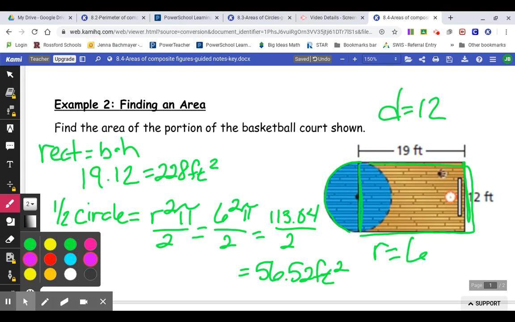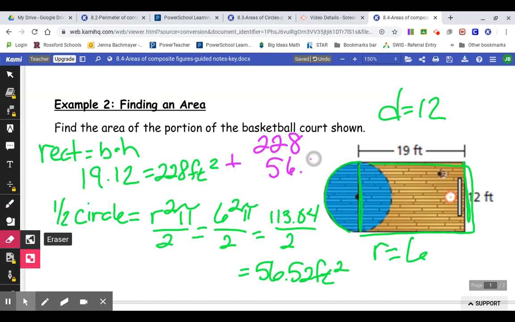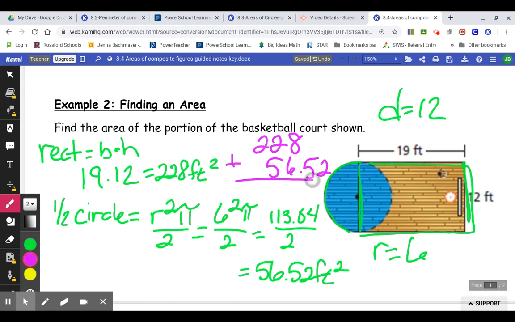So for my total area of the entire thing, I need to add them together. So I need to take the 228 plus the 56.52. Add them together, and I should get 284.52 feet squared. Again, we're looking at area of the composite figure.